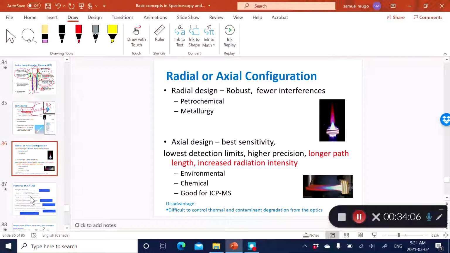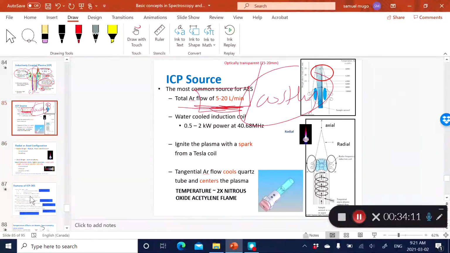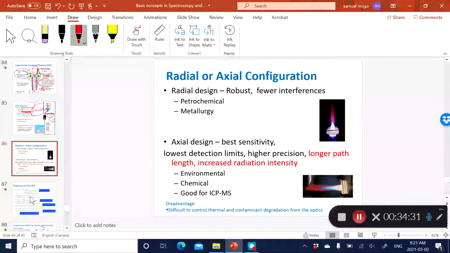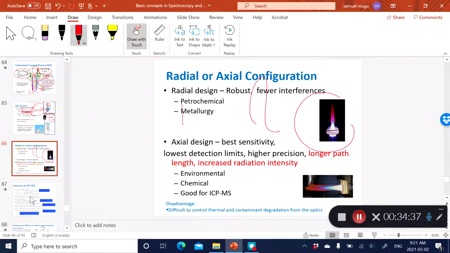So you can run the plasma in two modes, as shown in this figure. You can angle the plasma either in an axial mode or in a radial mode, and that means the relative position of the detector to your plasma. Meaning, for example, in the radial mode, your torch looks like that, and then the detector would be at right angles to the plasma.